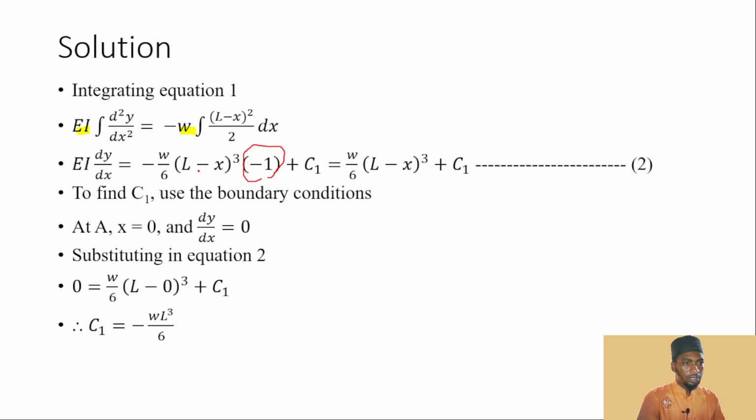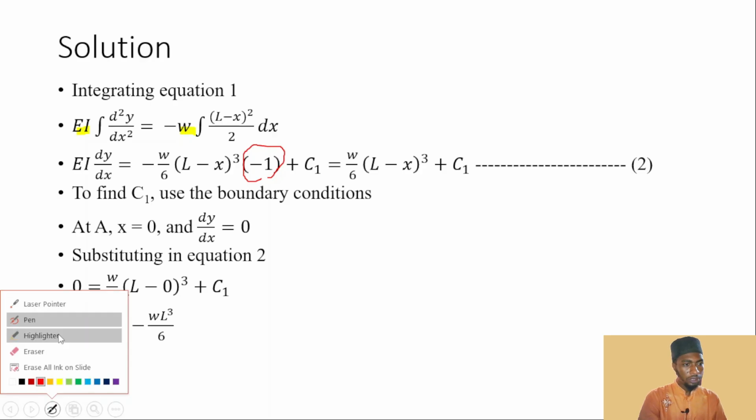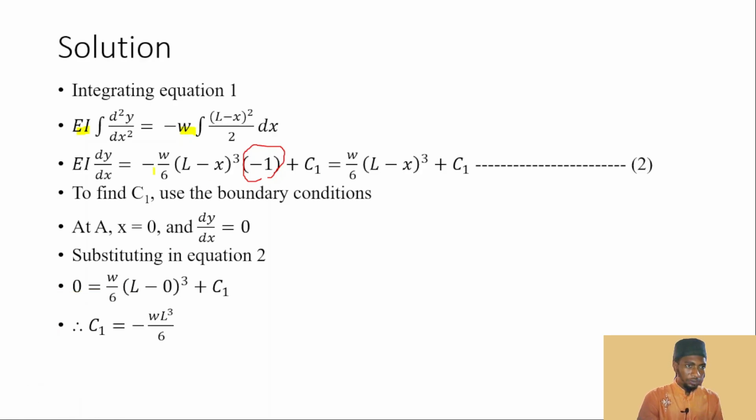Okay, so the (L minus x) over 3 is now (L minus x) over 6 because of this 2. Then plus c1, which is the constant of integration. So which is equivalent to what? W over 6 (L minus x) power 3, because this minus and this minus are going to give us positive. Minus is positive. So to find c1, you can determine your c1 at this point, or you can continue with your integration. Either one you choose will serve you.